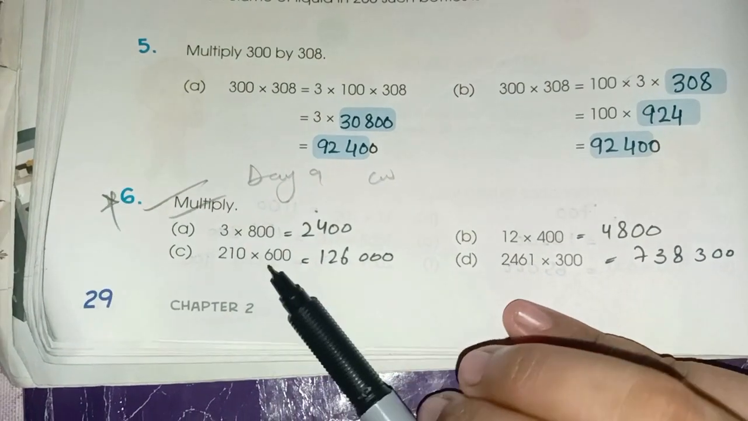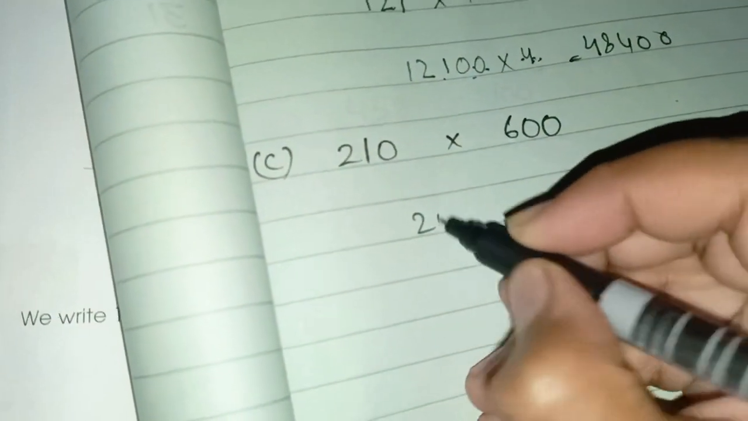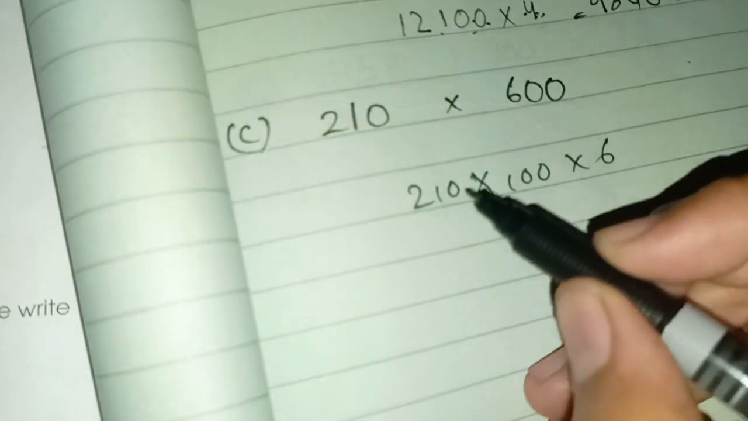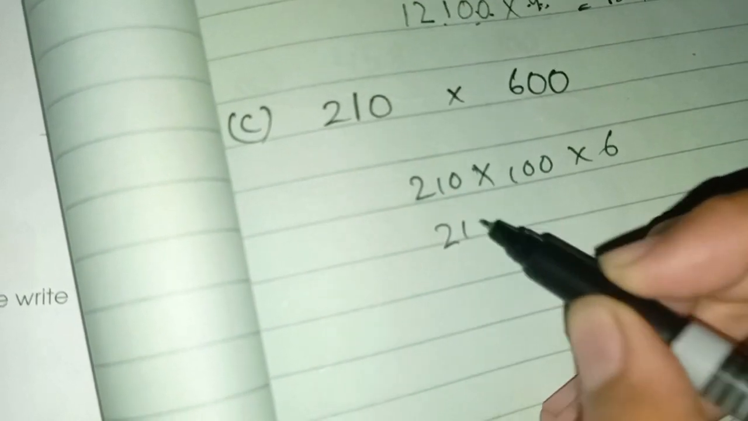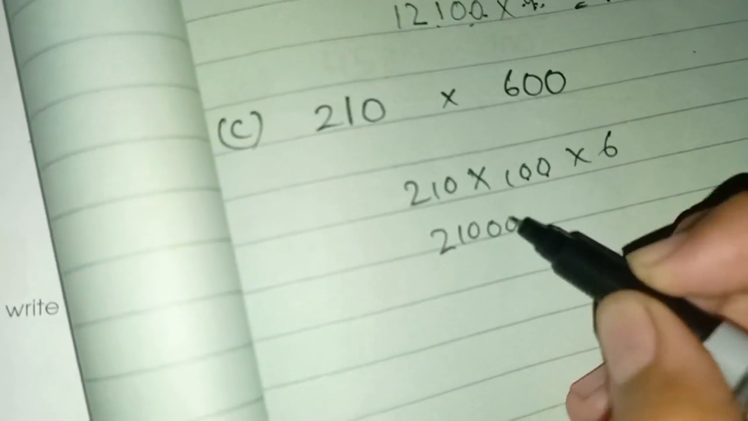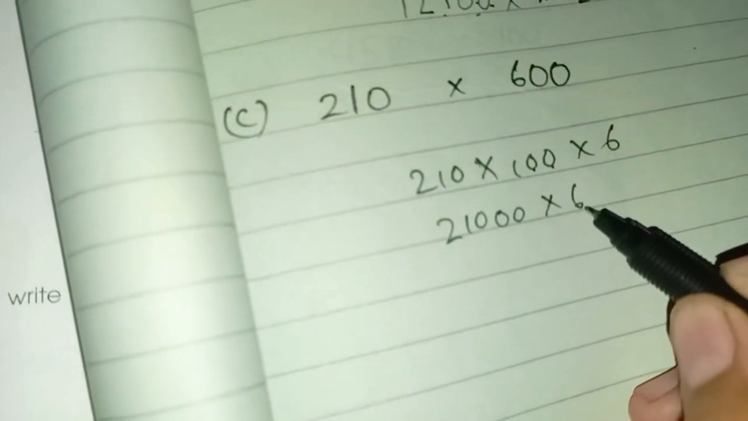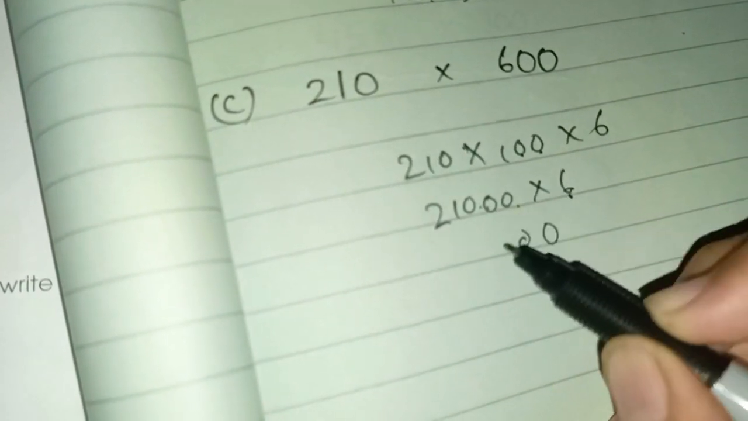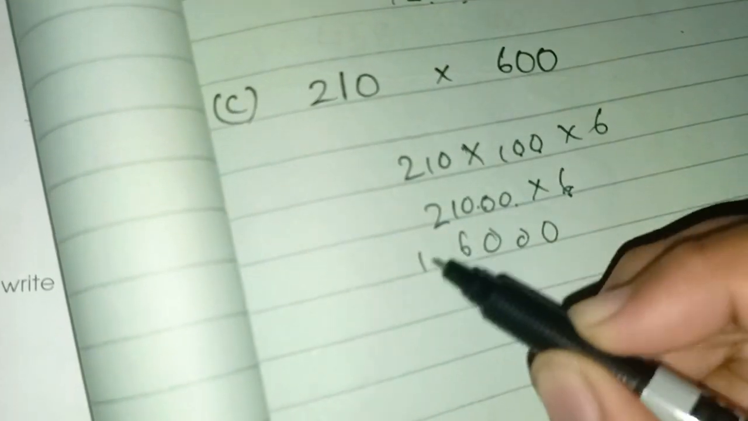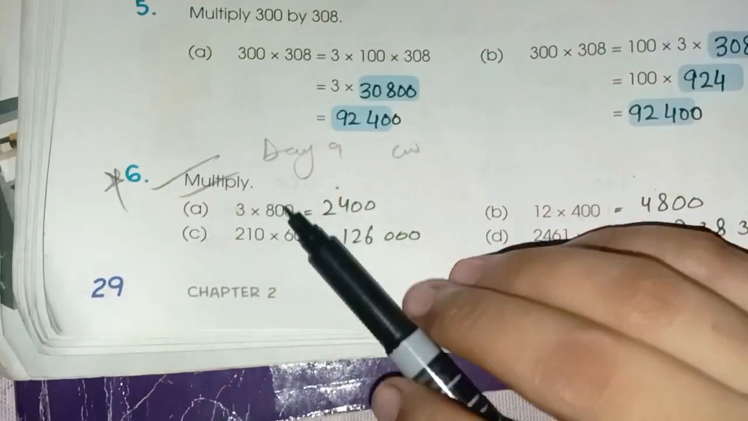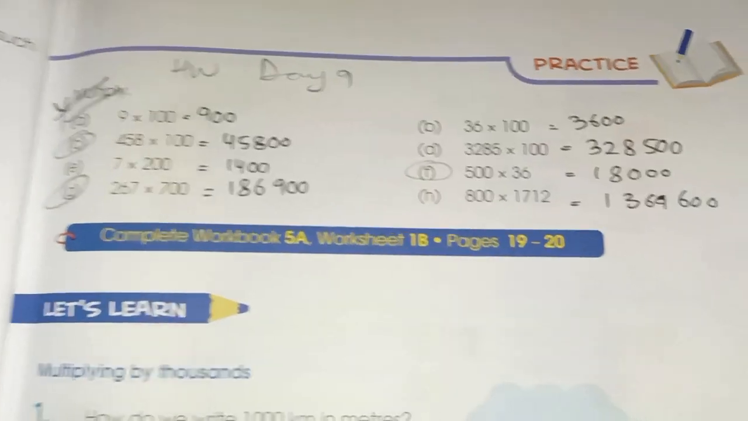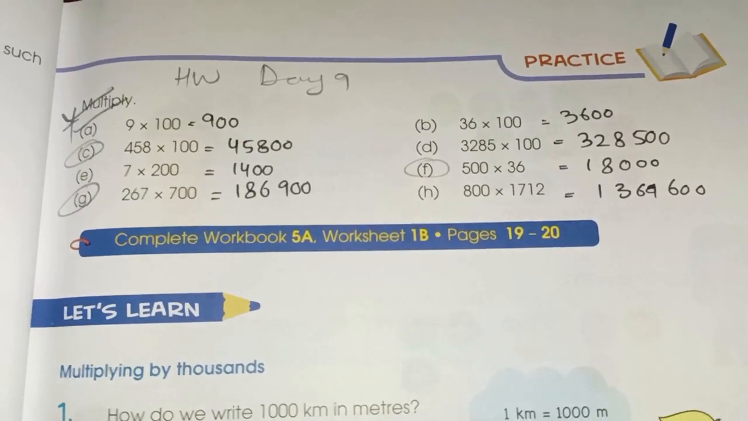Here we have 210 multiplied by 600. Let's see. 210 multiplied by 600 means 210 multiplied by 100 multiplied by 6. 210 multiplied by 100, only adding 2 zeros, and then 6. Now we have 6 zeros are 0, 6 zeros are 0. 6 ones are 6. 6 twos are 12. So we have the answer 126,000. Same as it is, we have to solve the remaining questions.